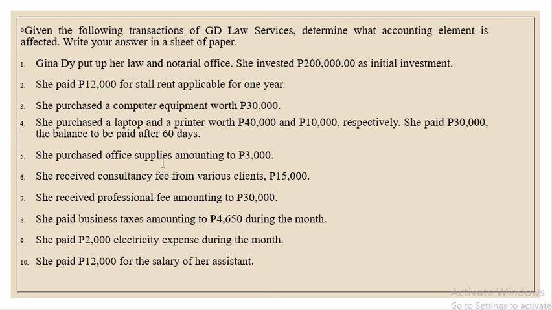She purchased office supplies amounting 3,000. She received consultancy fee from various clients, 15,000. She received professional fee amounting to 30,000. She paid business taxes amounting to 4,650 during the month. She paid 2,000 electricity expenses during the month, and she paid 12,000 for the salary of her assistant. Okay?